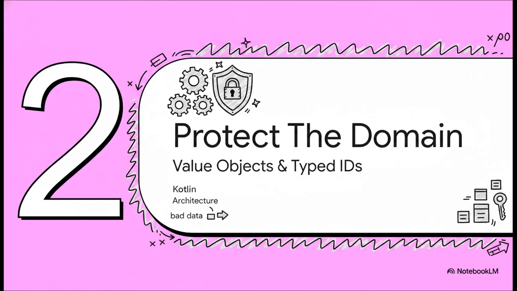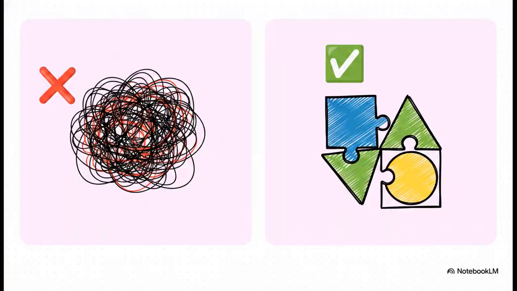Section 2, bulletproofing the domain, value objects and typed IDs. Remember that nightmare runtime bug we talked about earlier? The solution is contrast. We need to completely ditch the anti-pattern of passing raw strings around and embrace the best practice of using typed IDs. By using Kotlin's @JvmInline value class for something like a user ID, the compiler treats it as a totally unique type, completely distinct from a checkpoint ID. It eliminates that entire category of bugs at compile time.